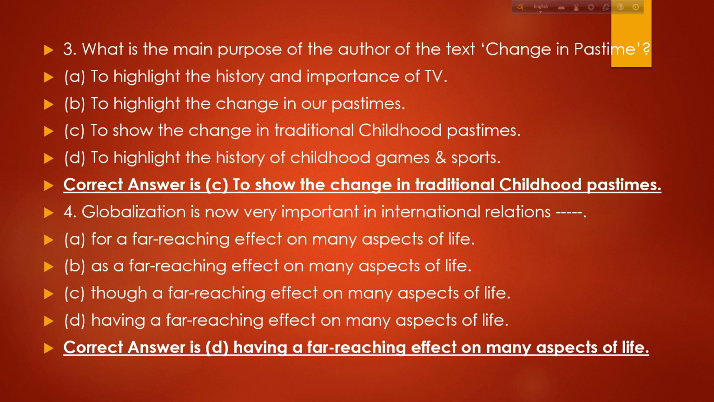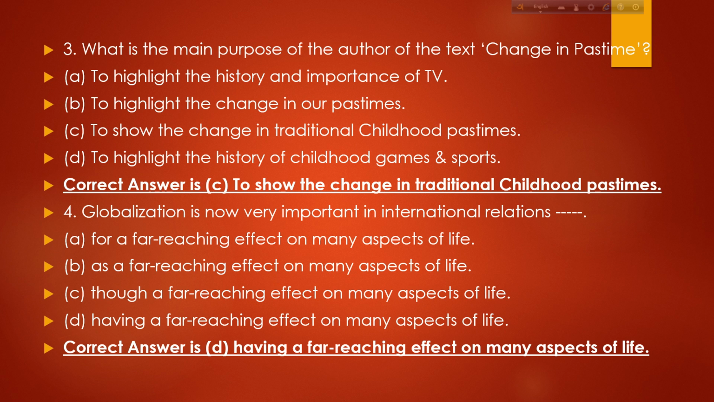Number 3, what is the main purpose of the author of the text? Change in pastime. 4 options. A, to highlight the history and importance of TV. B, to highlight the change in our pastimes. C, to show the change in traditional childhood pastimes. D, to highlight the history of childhood games and sports. And the correct answer is C, to show the change in traditional childhood pastimes.